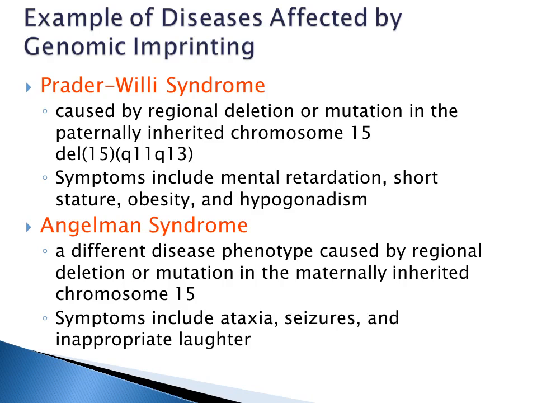Examples of genomic imprinting diseases are Prader-Willi syndrome, which is caused by a regional deletion or mutation in the paternally inherited chromosome 15, and the symptoms include mental retardation, short stature, obesity, and hypogonadism. Another genomic imprinting disorder is Angelman syndrome, which is a different disease phenotype caused by the same deletion or mutation in the maternally inherited chromosome 15. Symptoms include ataxia, seizures, and inappropriate laughter.